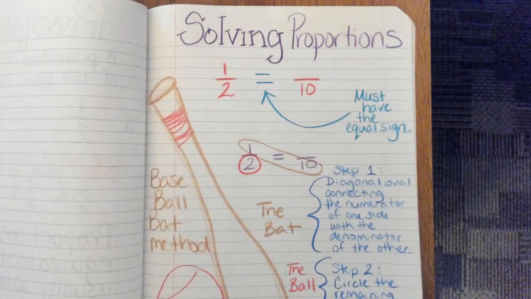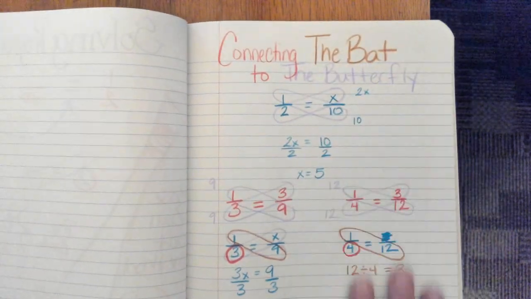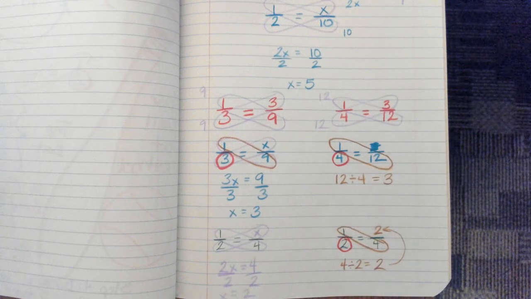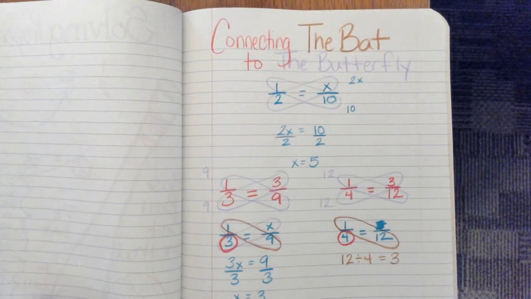So that is solving proportions, the baseball bat method, and a little segue into connecting the bat to the butterfly. I think you like the bat better, but again, some of my older videos include the butterfly, and so I needed you to know both.